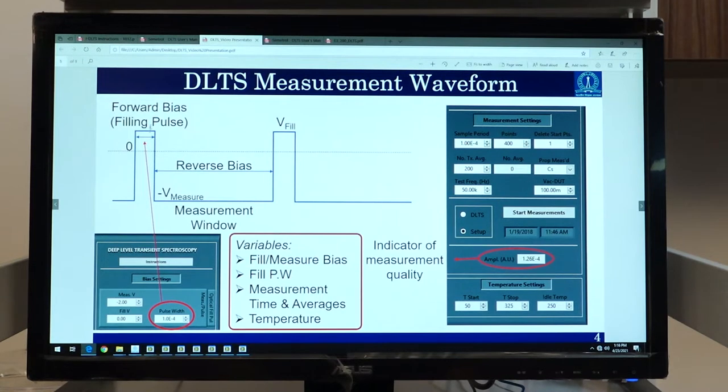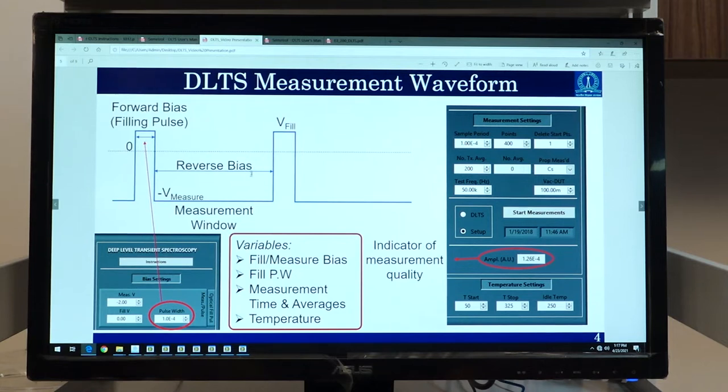Why? The filling pulse determines up to what extent spatially a trap would be filled. A higher filling pulse ensures that traps very close to the junction would be filled, whereas a lower filling pulse would ensure that lots of traps are not filled. Secondly, the filling pulse width. It is important because it ensures that we are giving sufficient time to fill up all the traps. If we are not giving sufficient time, then the traps won't be saturated and the response will not be strong. So we have to ensure that all the traps are filled up.